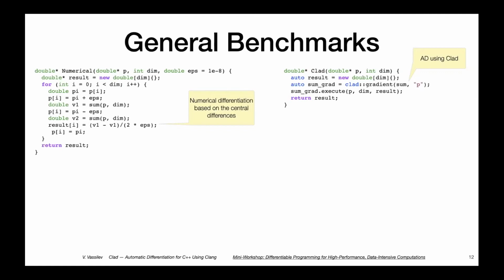Whereas when you have the automatic differentiation approach, the numerical stability is much better. And we don't need to do iterations because we will compute the gradient in one call. And on the right-hand side, you can see that here we just say Clad gradient of that function with respect to p, and then we can execute. So those are the functions that would give us the gradient functions for a given function. And that given function here is sum that you saw in the example before.